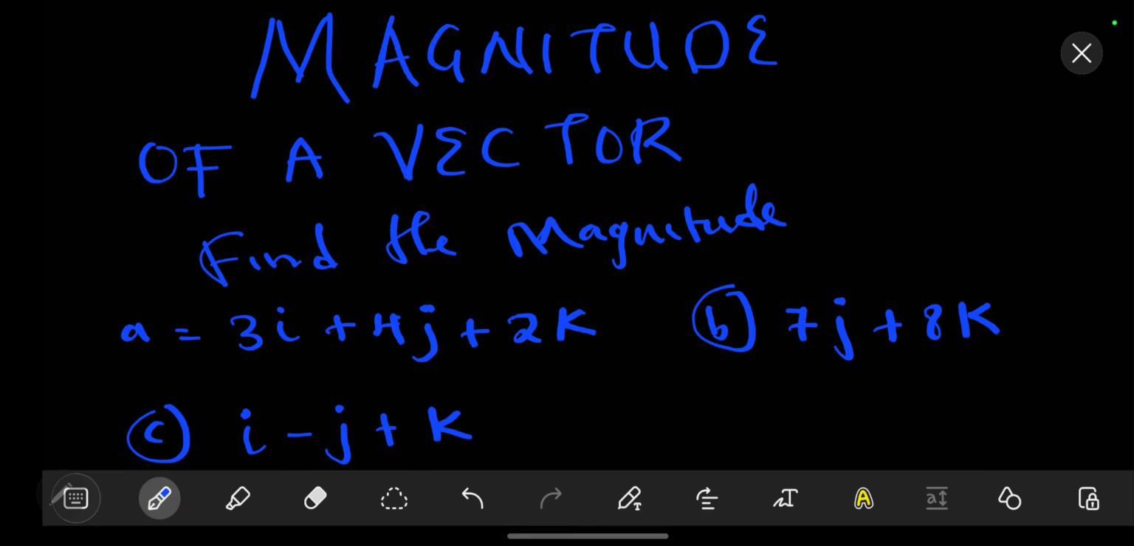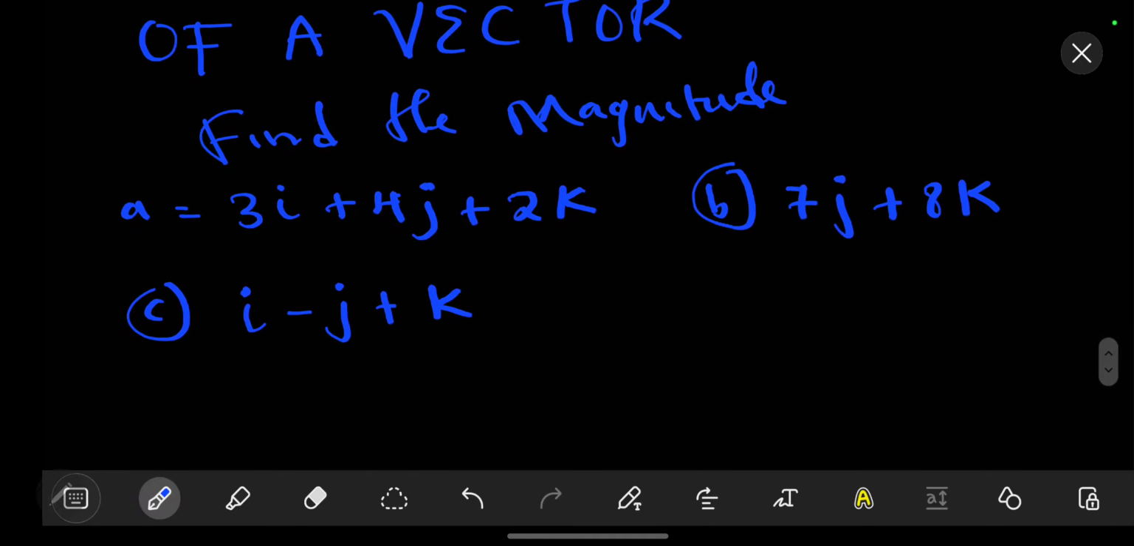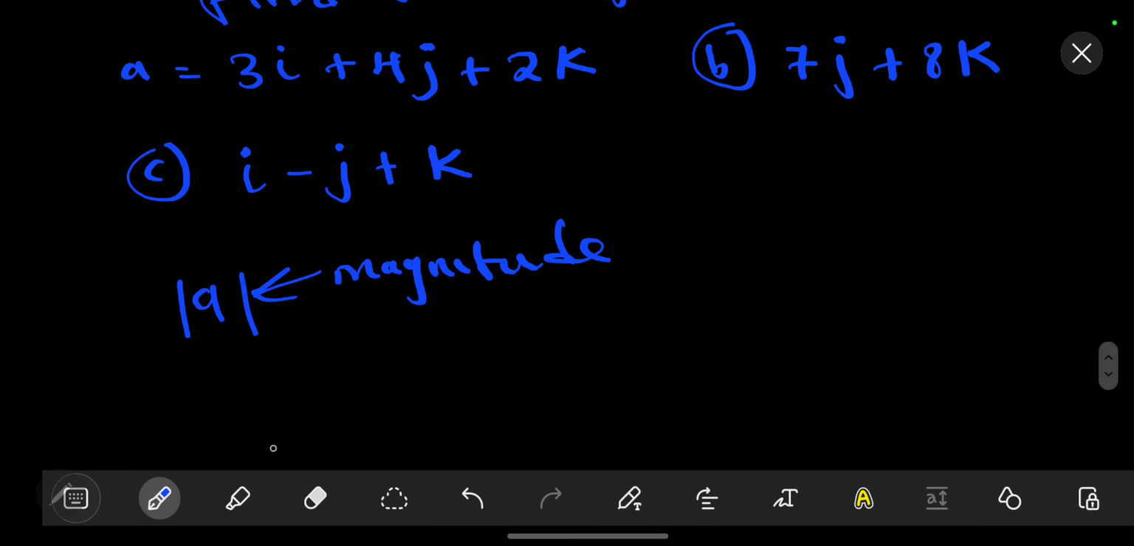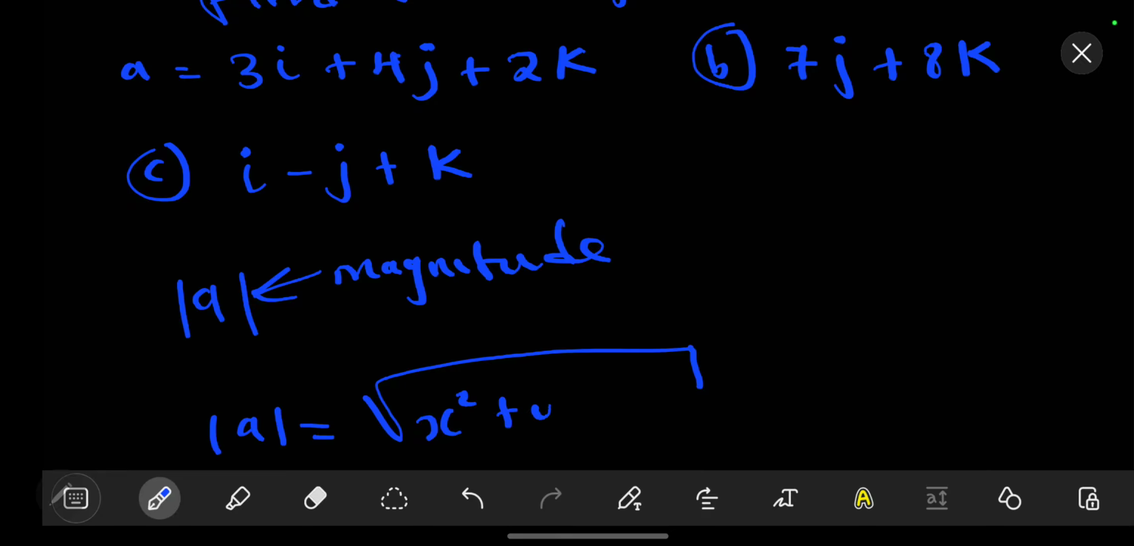So today we are just going to be finding the magnitude of a vector. Let's say, find the magnitude of this. To find the magnitude, let's begin with the formula. For A, we are going to be using this. This means the magnitude, so immediately you see this, we are talking about the magnitude. So let's say we are talking about the magnitude of A. This should be equal to the square root of x squared plus y squared plus z squared.